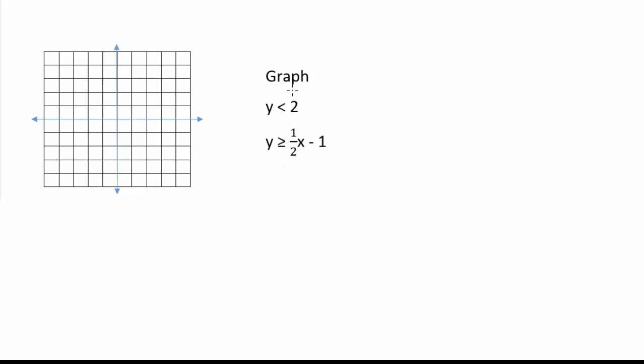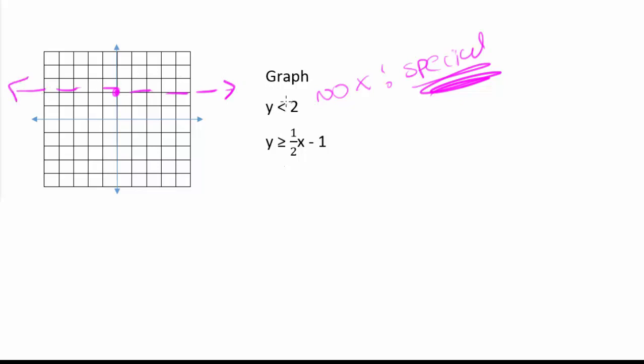Okay, now what about y is less than 2? So since there's no x, remember it's a special line. Okay, so y equals a number is horizontal, and x equals a number is vertical. So you go to the 2 on the y-axis, and it goes through the y, but it's going to be dashed because it's not less than or equal to. And since it's less than, we're going to shade down here.